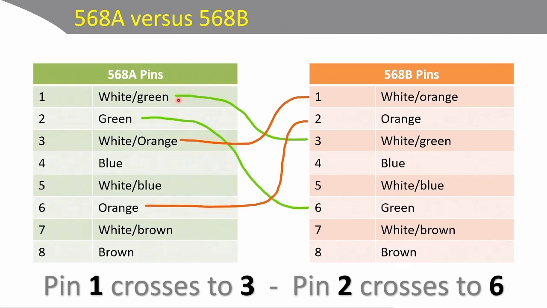So take a look. On 568A, we have pin 1 traveling over to pin 3 on the other end, which is wired as 568B. Pin 2 goes over to pin 6. And then it's reversed. Pin 3 goes over to pin 1, and pin 6 goes over to pin 2. So that's the cross. What do you need to know? You need to know that one end has to be wired as 568A with the white, green, green, and white, orange, orange. And the other end has to be 568B, white, orange, orange, and white, green, green. It's basically reversed or crossed.